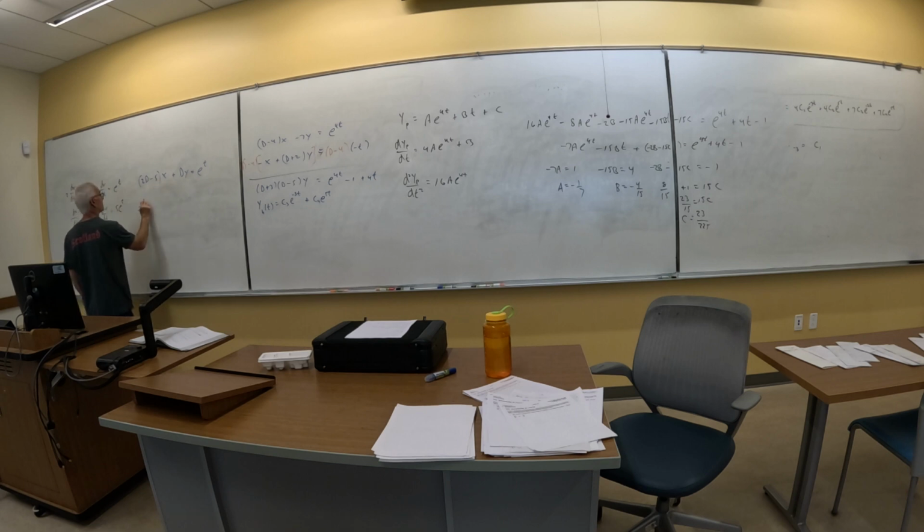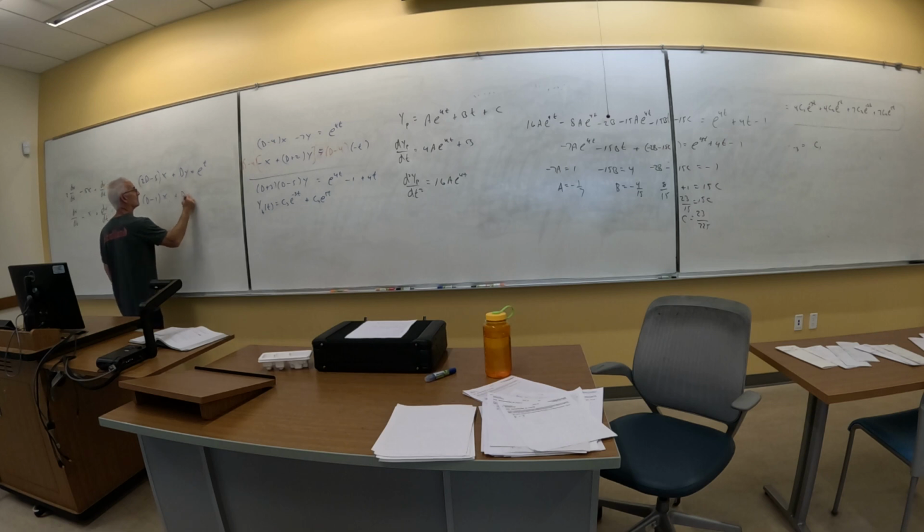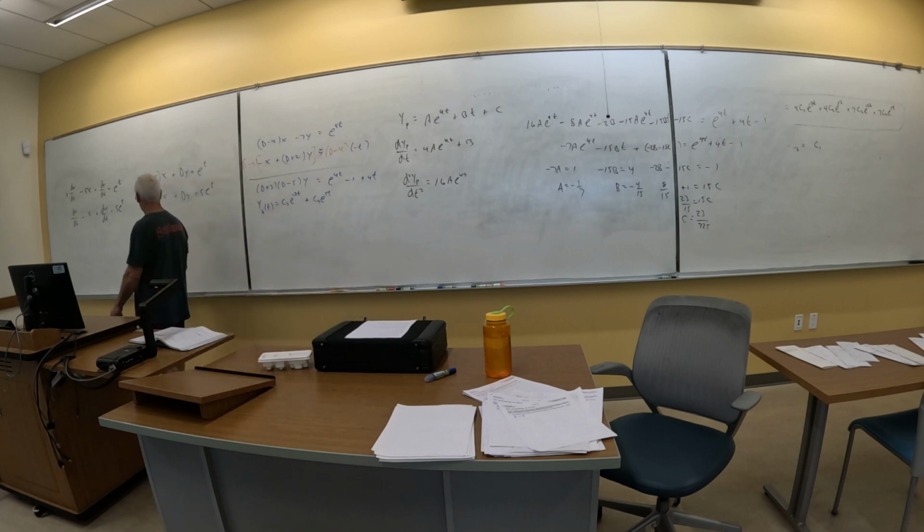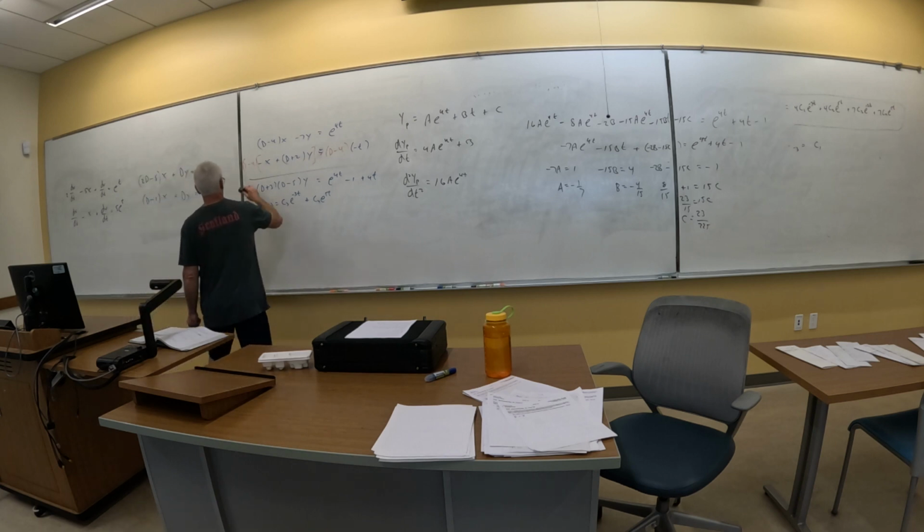Next line? D minus 1 x, plus D y, equals 5 e to the t. Okay, it doesn't matter what order you do it. What do you want to get rid of first? The Dy. You want to get rid of the y's?